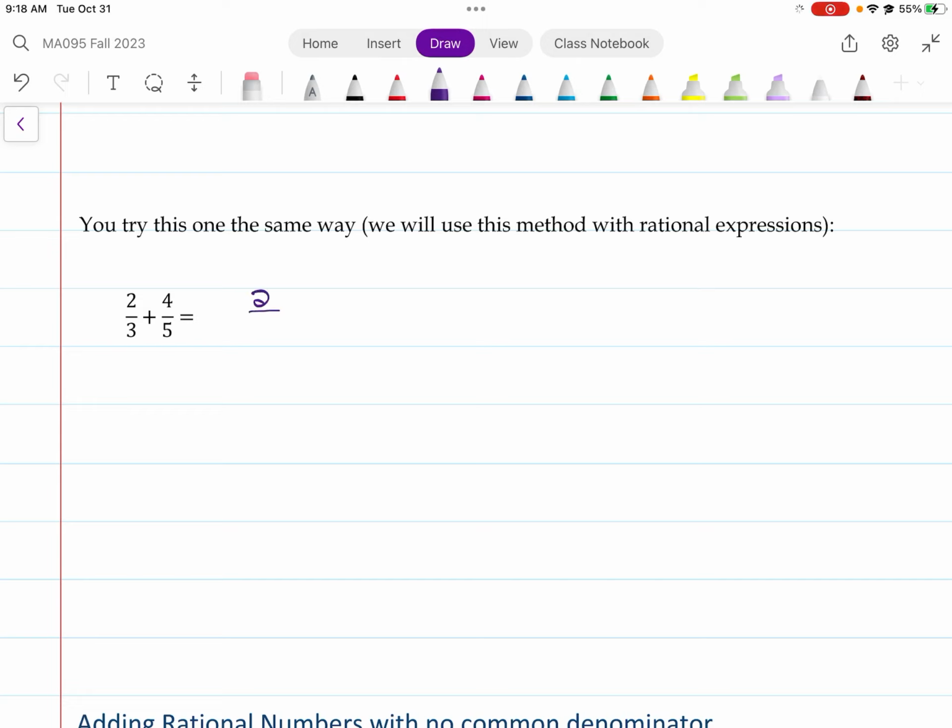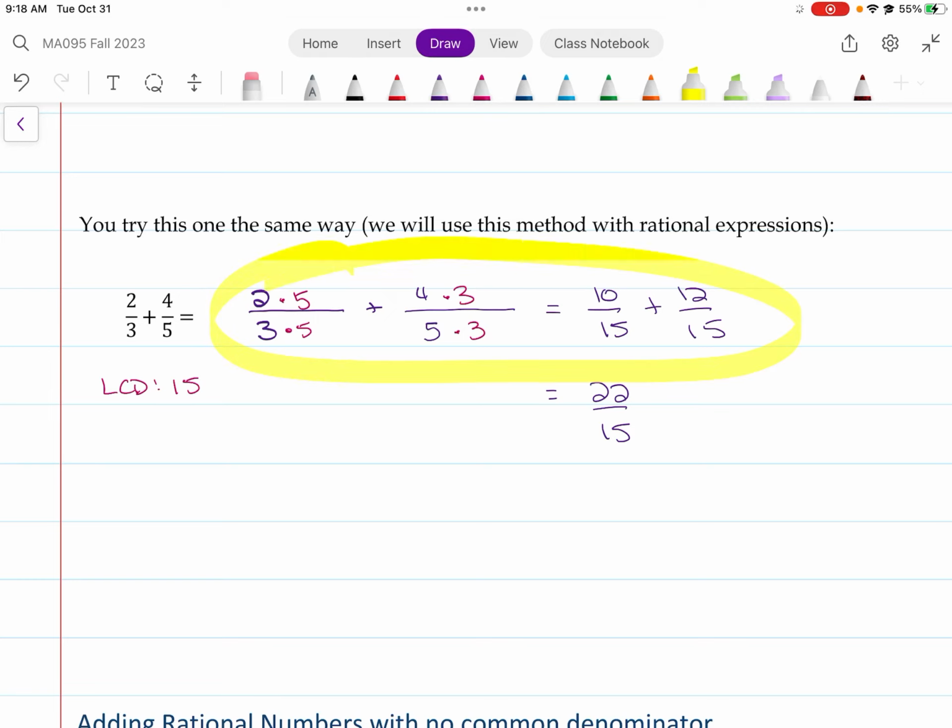So we've got 2 over 3 plus 4 over 5. What is the least common denominator? Hopefully you see that it's 15. So I'm going to multiply this times 5 top and bottom, and this times 3 top and bottom. And I get 10 over 15 plus 12 over 15, and that's going to give me 22 over 15. This portion of it right here is what I really want you to be focused on, how we're doing it, because we're going to do the exact same thing with rational expressions.